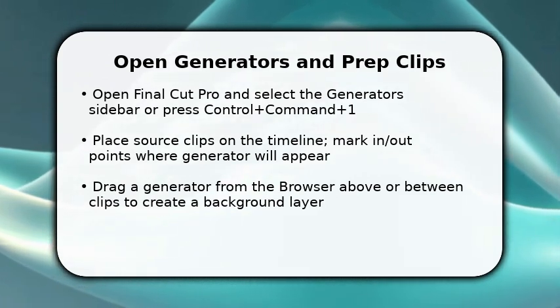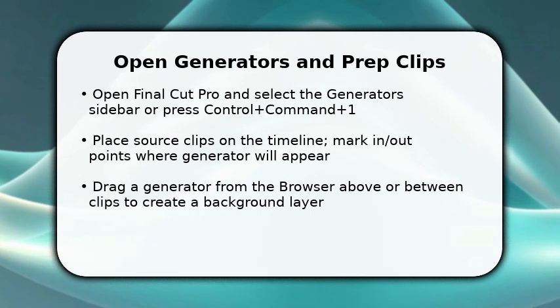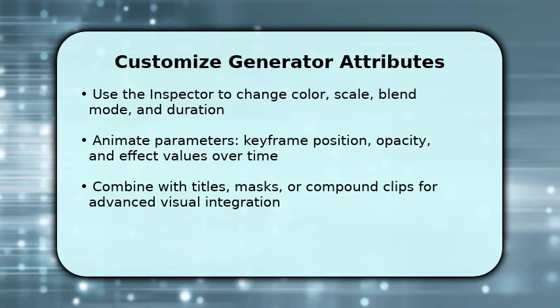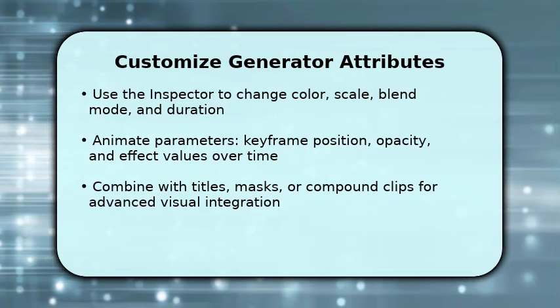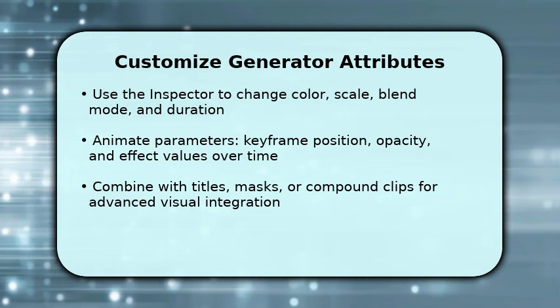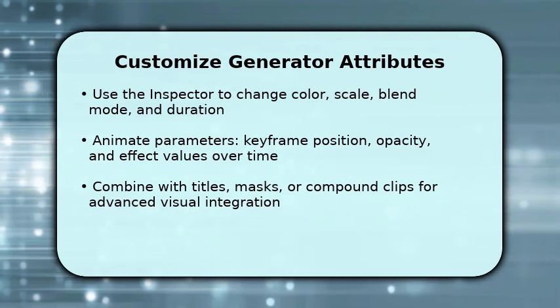You'll see the generator clip appear immediately. Trim it to length so it fits your edit. Next, customize attributes in the inspector so the generator supports your story. Change color, scale, blend mode, and duration. These control how it reads behind or between shots.